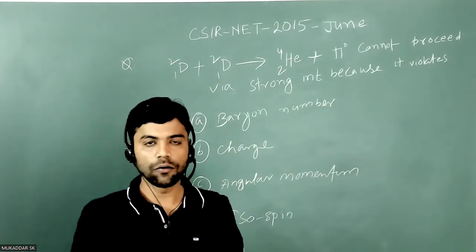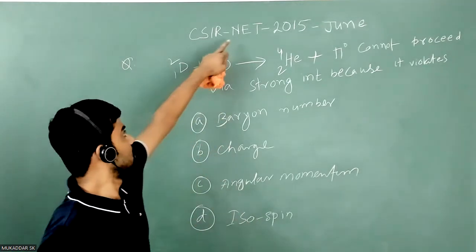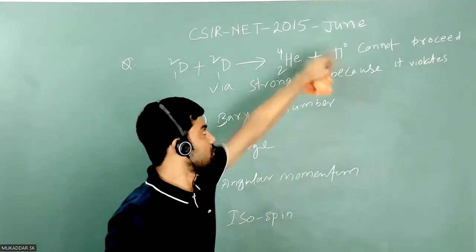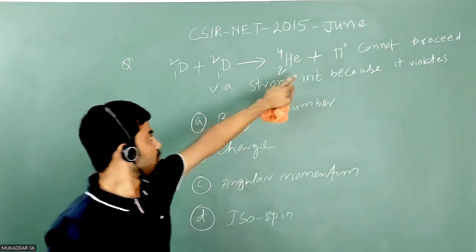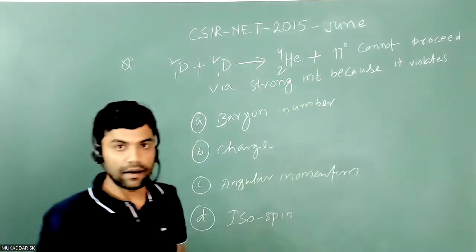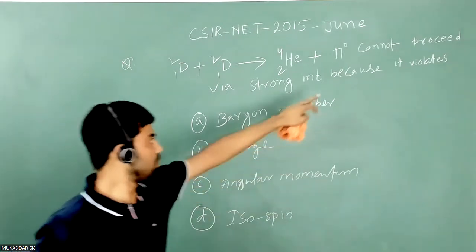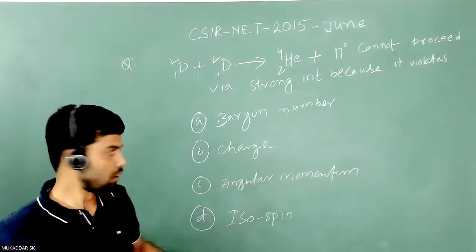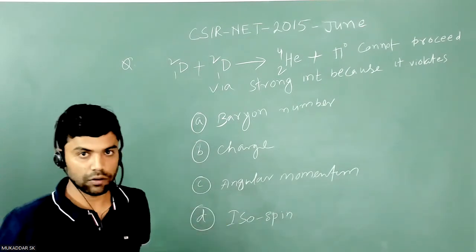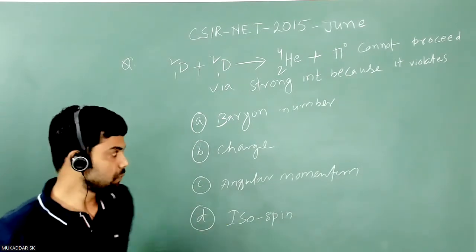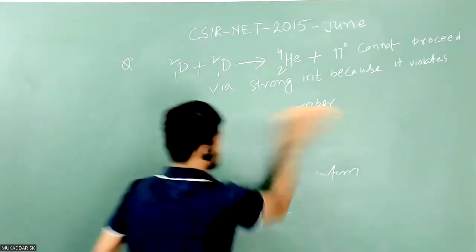Hello students, today we'll solve one more problem from particle physics, asked in CSIR NET 2015 June. In that question, 2 deuterium decays to helium plus pi 0, and that reaction is not possible via strong interaction because it violates which conservation? Baryon, charge, angular momentum or spin, or isospin, that we have to check. So we'll check one by one. Let us check baryon first.